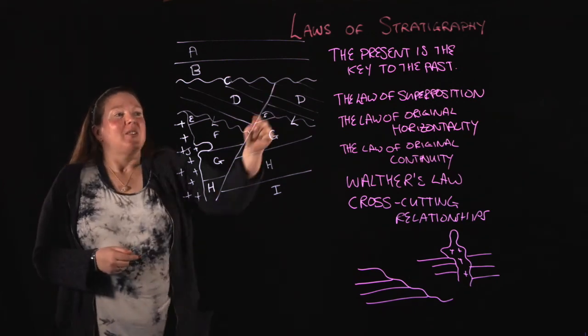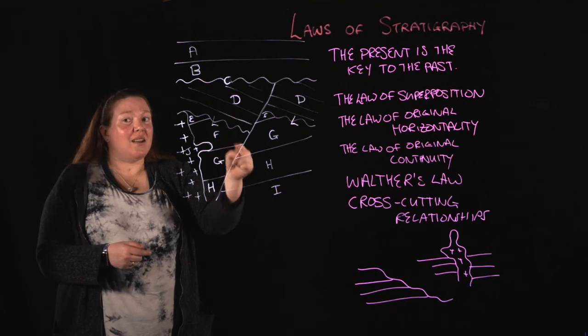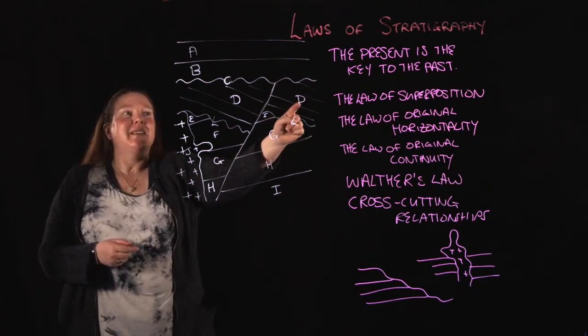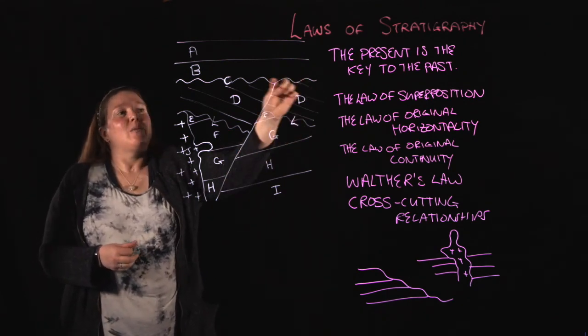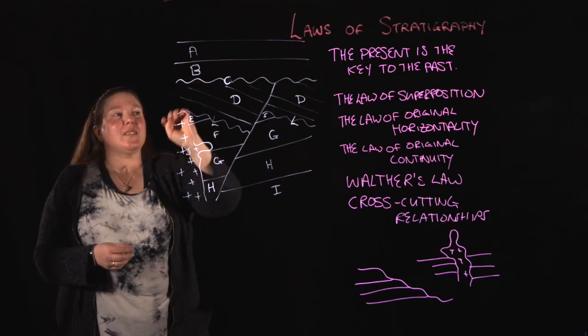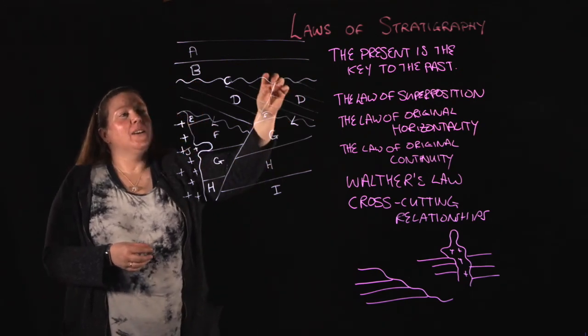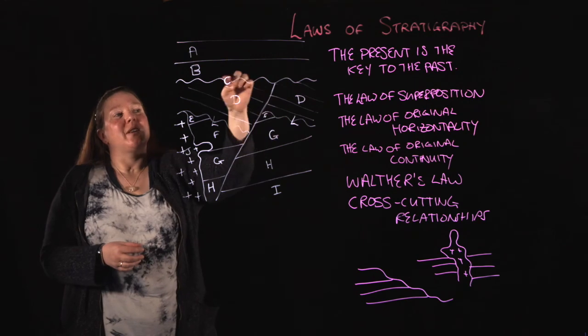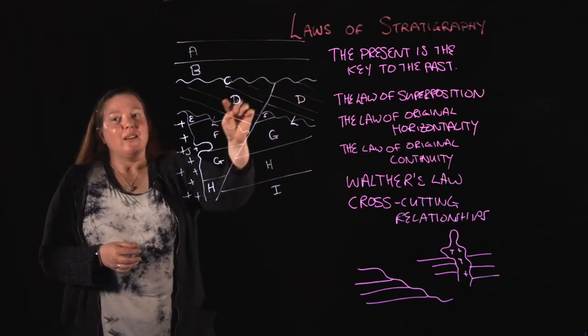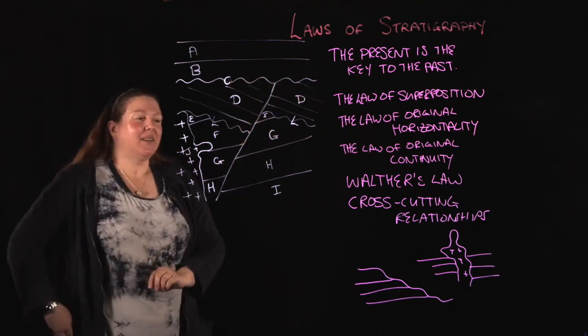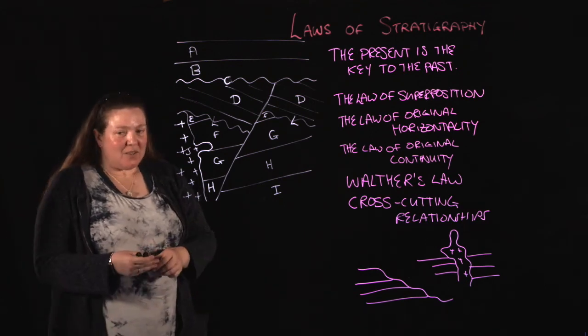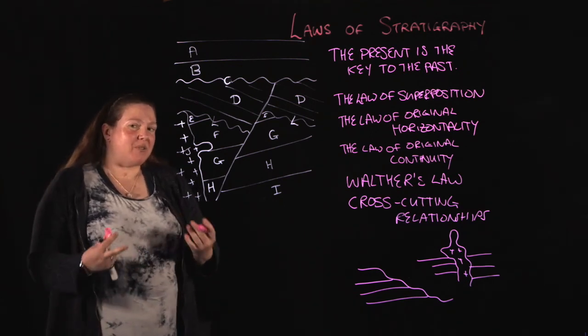The fault is offsetting unit D, so it must be younger than that unit D, but it does not offset the unconformity marked C. So, therefore, we know that our fault is older than the unconformity C, but younger than the unit D. So, bearing all of this in mind, we can construct a bit of a stratigraphic chart for this succession.